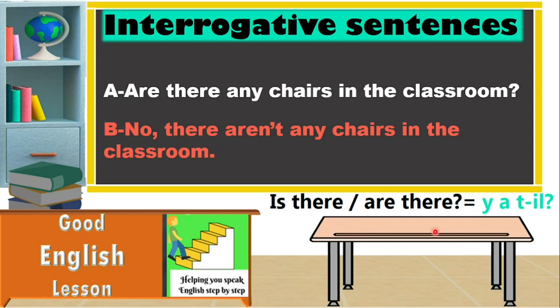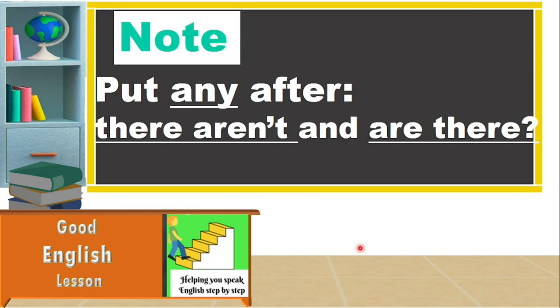We have a table. There aren't any chairs. Remember, put any after there aren't and are there. Do you master the lesson? Let's see that.